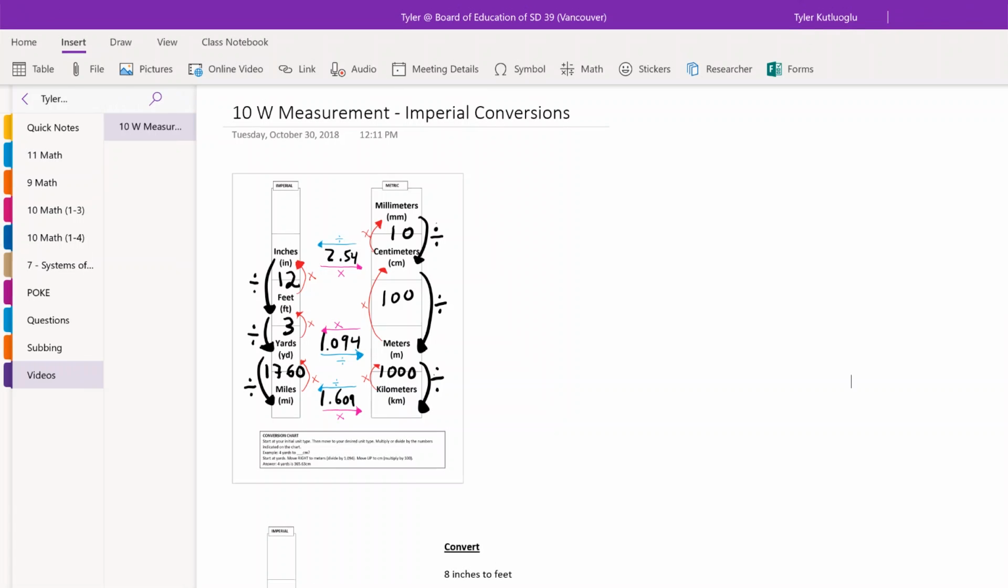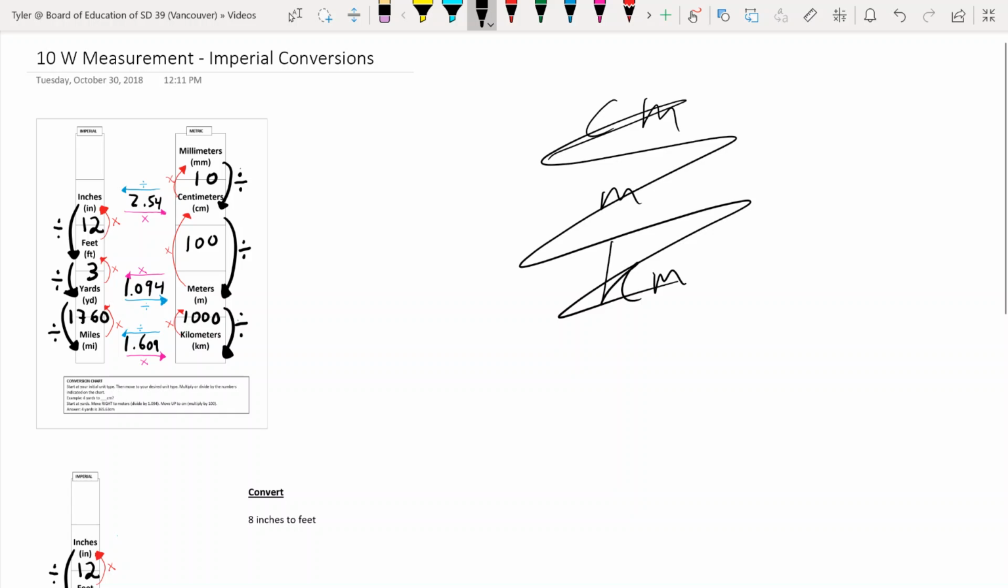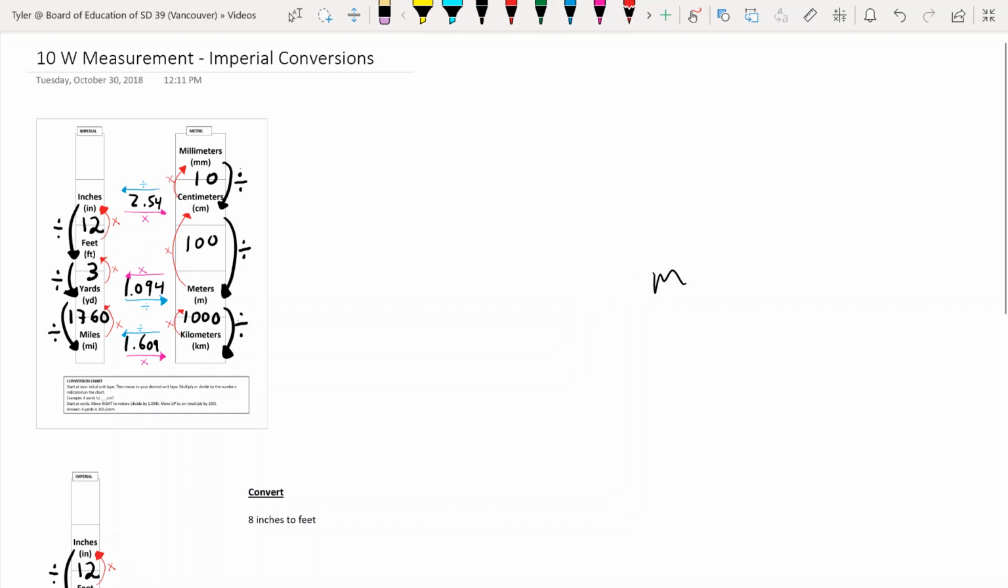All right, so we're starting our next unit, which is measurement. And so we're going to do 2 measurement units. The second one is going to deal with the metric system that you're probably most used to. That's stuff like centimeters, meters, kilometers, stuff like that. We're not going to do that right now. That's going to come up in the next unit. For now, we're going to focus on the imperial.